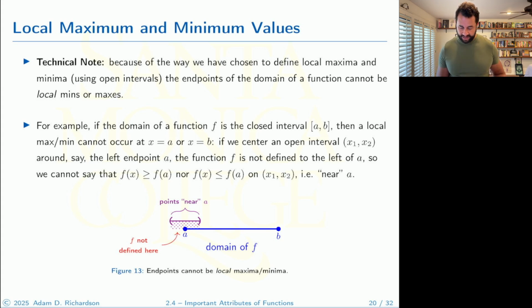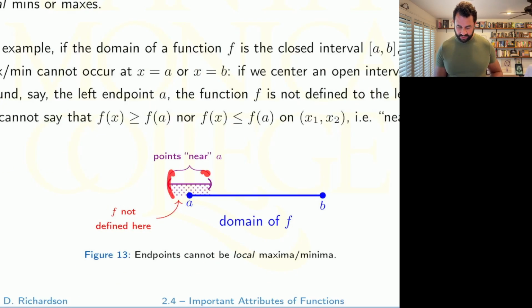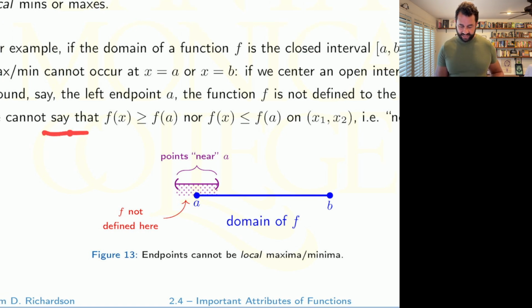The reason that we can't have a local max or a min occurring at these two endpoints is because if we tried to center an open interval around these points, let's just pick A for a minute, then look here at this diagram, right? If we try to center an open interval around A, then we actually can't say that f of x is greater than f of a, nor f of x is less than or equal to f of a when we're near A, because our function is not defined over here.